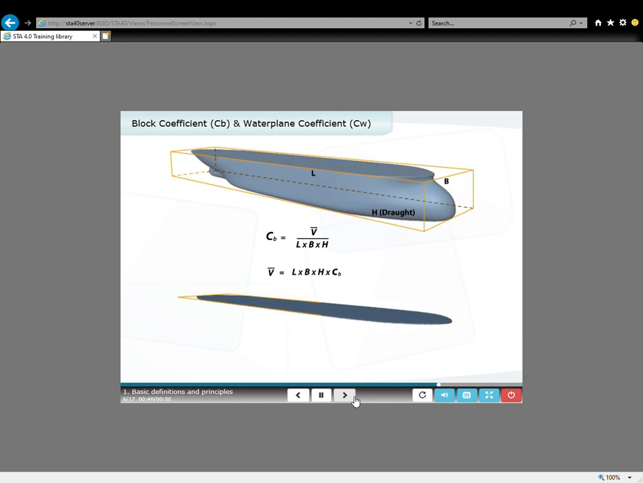Similarly, the water plane coefficient, Cw, is the ratio of the water plane area and the area of a rectangle that has the same extreme dimensions.